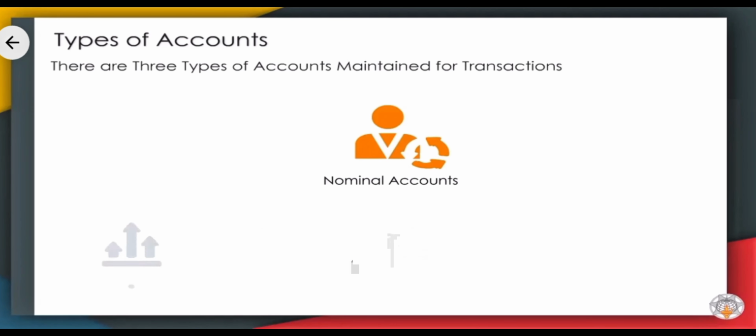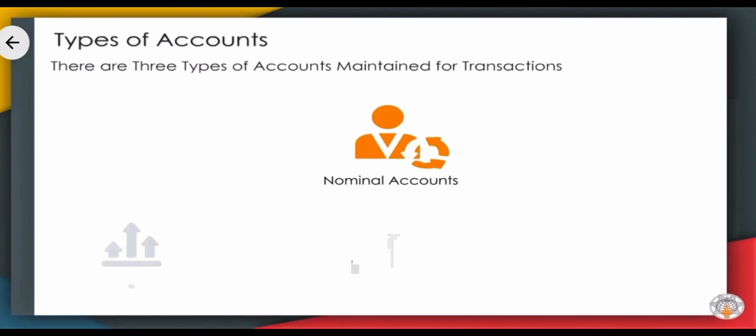For real accounts, debit what comes in. Sunrise Enterprises account is a personal account. As Sunrise Enterprises is paying us, he is a giver. For personal accounts, credit the giver.